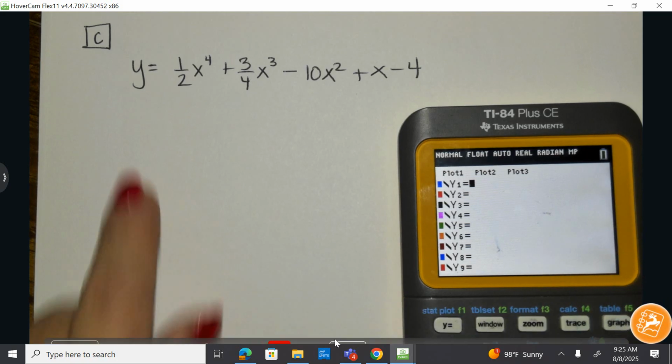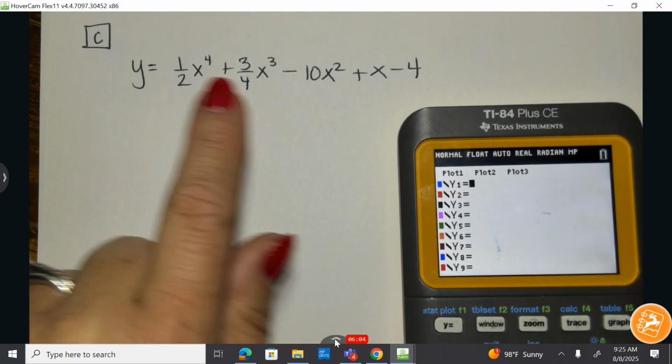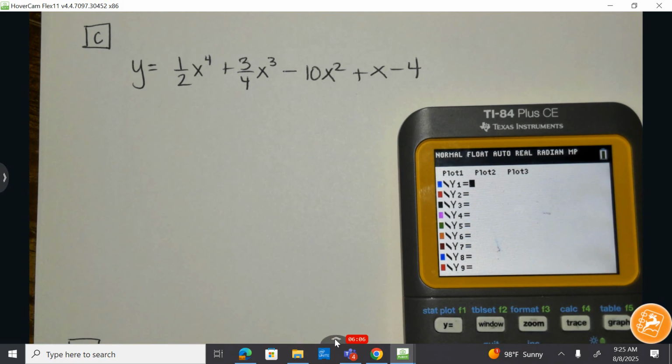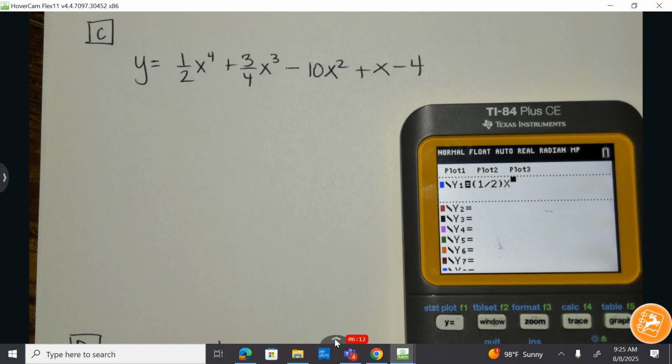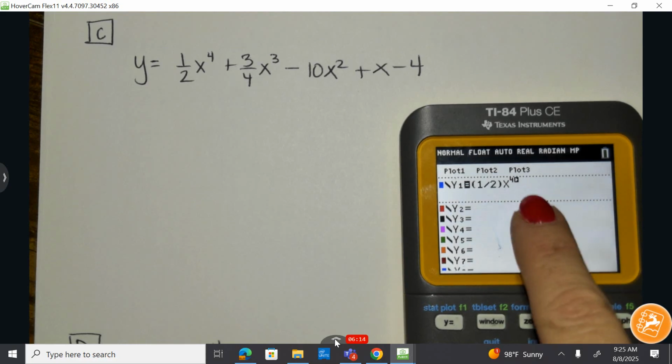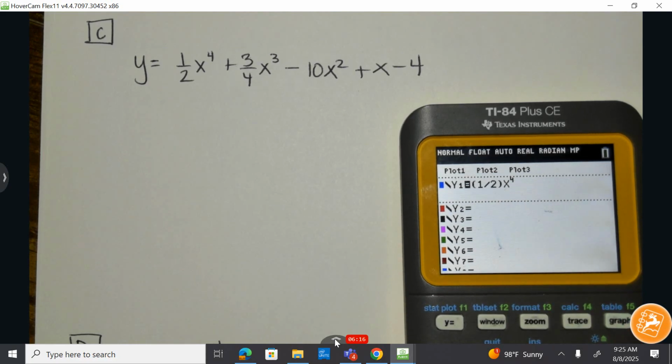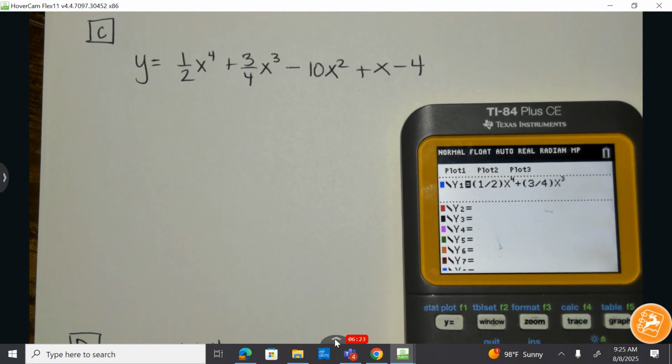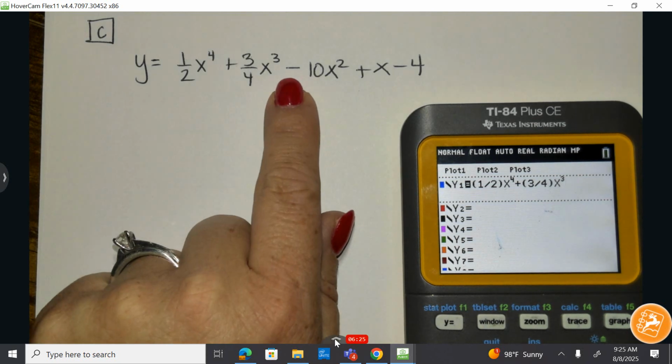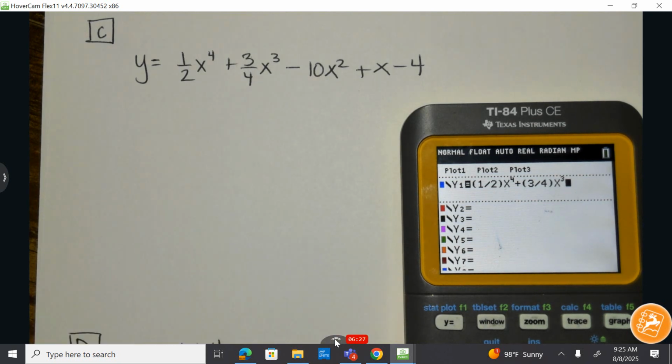So as students begin to plug this in, as a quick reminder, whenever we have a fraction, we're going to put a parenthesis around that value. So parenthesis 1/2 x raised to the 4th. Now don't forget, we have to bring this back down using the arrow. Plus, we have another fraction, 3 divided by 4, x to the 3rd. Bring it back down. This is subtraction, not negative. Subtract 10x squared plus x minus 4.